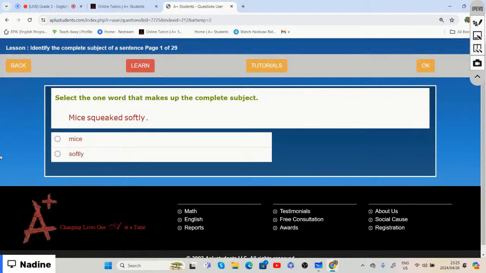We need to select one word that makes up the complete subject. It says, mice squeaked softly. Is it mice or is it softly? That's the subject. So now we need to ask ourselves who or what squeaks softly? Is it option one or option two? Who squeaks softly?